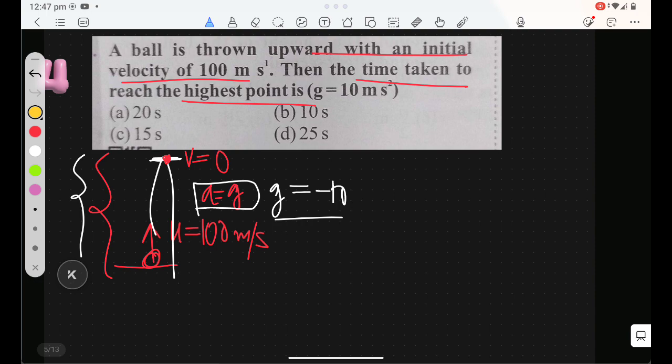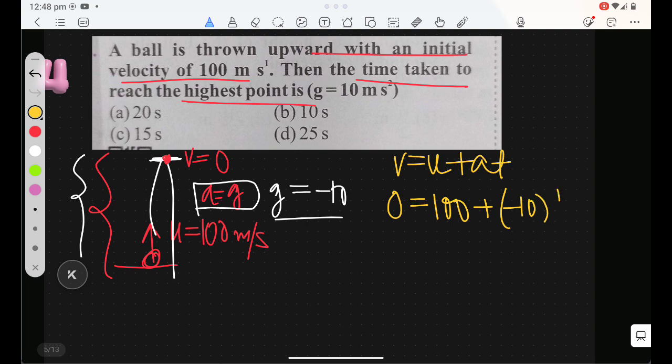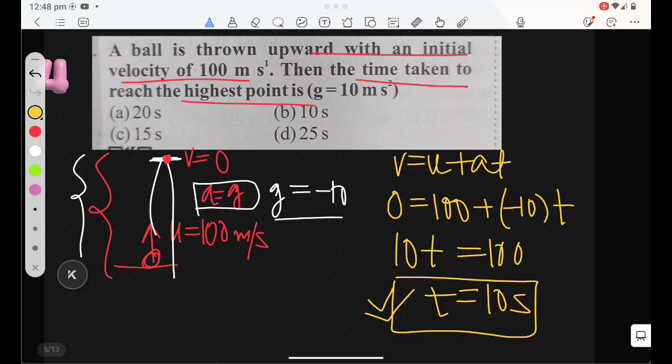So using the first equation of motion, v is equal to u plus at, final velocity is 0, initial velocity is 100, plus acceleration is minus 10. What is time? Time we have to find. So 10t is equal to 100, so t is going to be 10 seconds. So B is the correct answer.